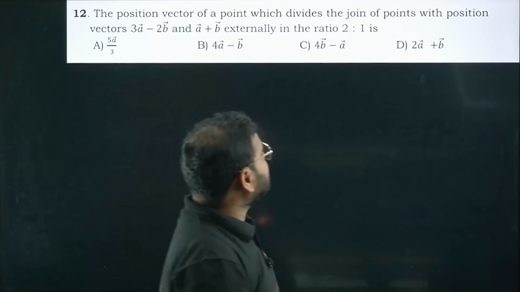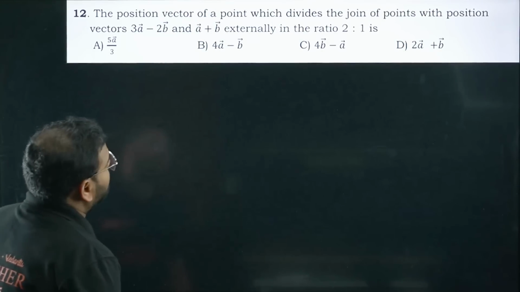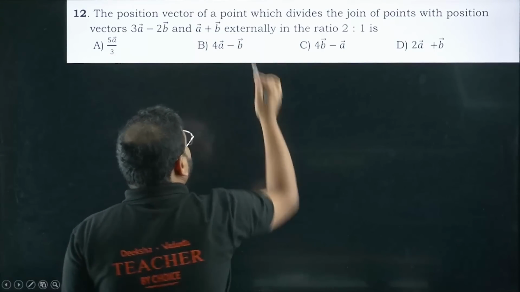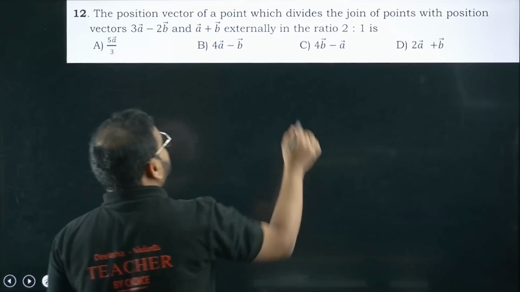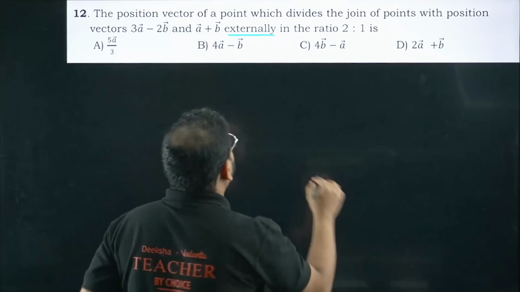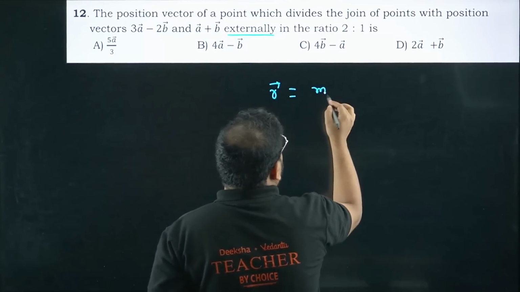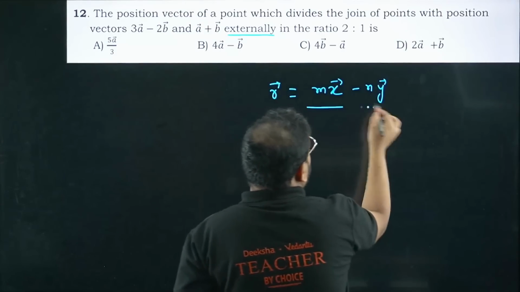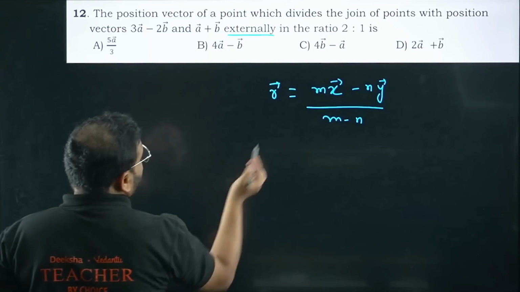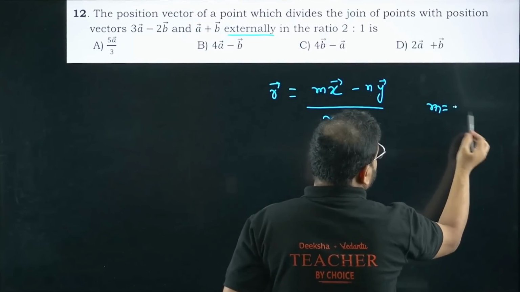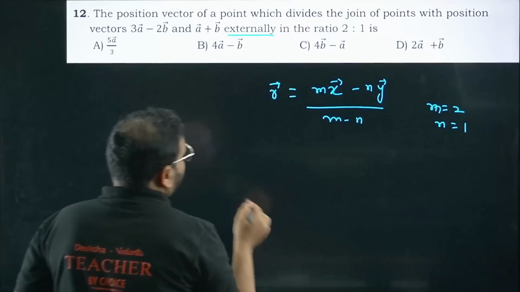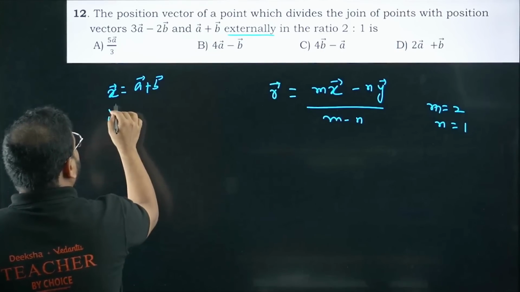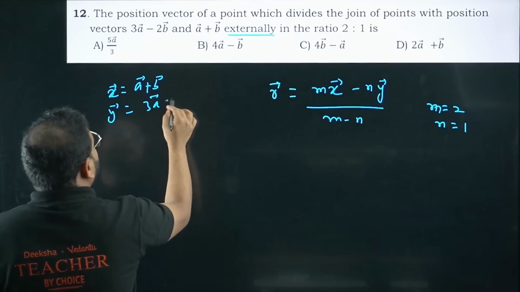The position vector of a point which divides the join of the points with position vectors 3a minus 2b and a plus b externally. The very important word over here is externally. How do you solve it? For external division, the formula is R equals mx minus ny divided by m minus n. A and B are already used, so I'll use x and y. Here m is 2 and n is 1. The value of x will be a plus b vector, and y would be 3a minus 2b vector.